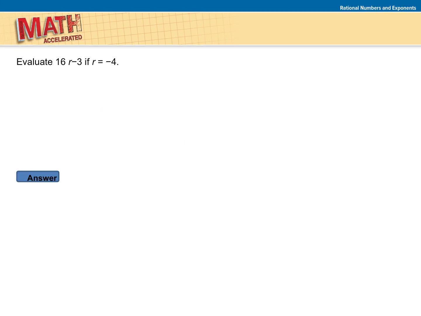Okay. I want you guys to try this one. 16r to the -3. Remember, -3 goes to which part? -3 is with the r. Yep. What's our first step? Plugging in the 4. Okay. So we have 16 times (-4) to the -3rd power. Okay. What should our next step be?